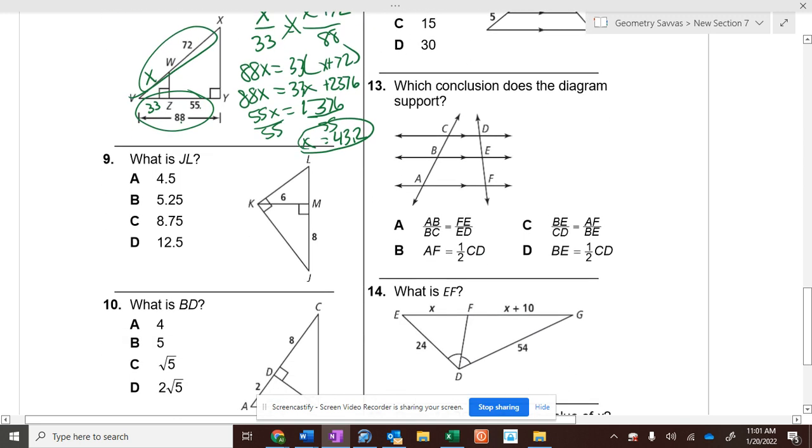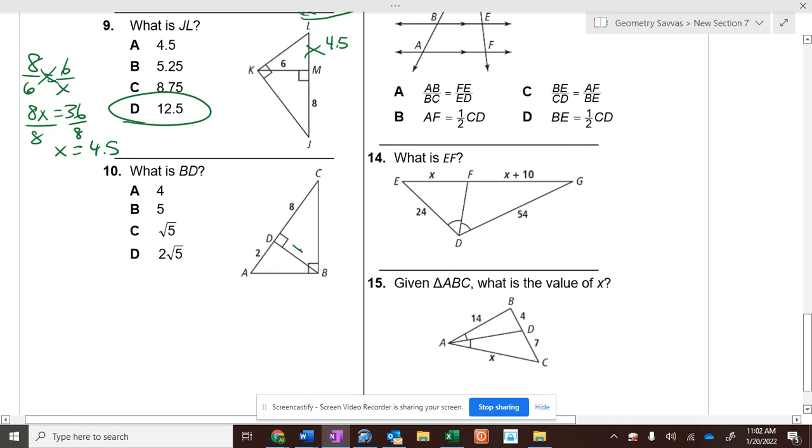Okay. What is JL? Well, if we put an x here, we say 8 over 6 equals 6 over x. Cross multiply, 8x equals 36. If we divide by 8, x equals 4.5. So the answer is 4.5, right? No, this is a mistake many of you made on the quiz. 4.5 is ML, but we're looking for JL, which is 8 plus 4.5, or 12.5.